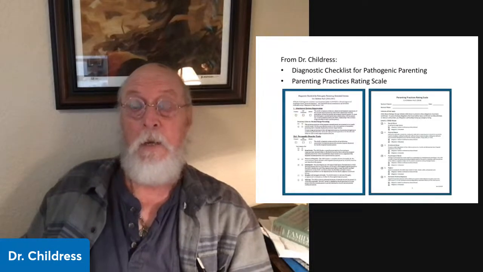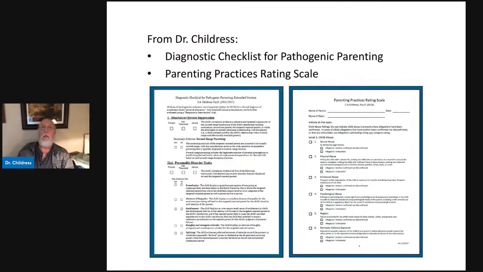So you can do that. So here's what it is. The Diagnostic Checklist for Pathogenic Parenting and the Parenting Practices Rating Scale. Those are both up on my website. They are simply checklists for the mental health person involved to complete. They go through and answer those questions, however they've come up with their answers, and just give us an answer to those questions. And in doing that, we will have enough information to make the differential diagnosis.